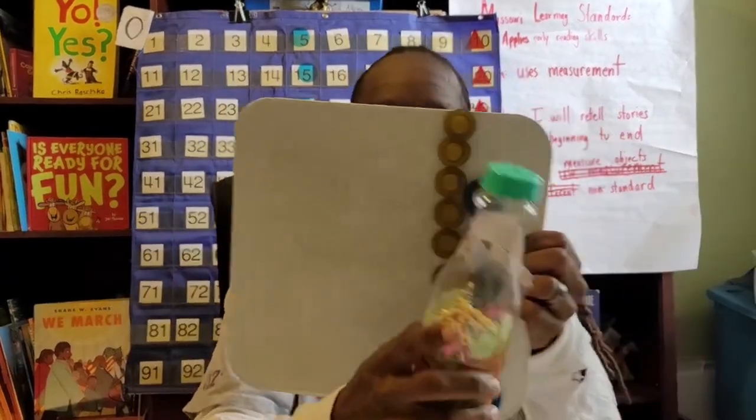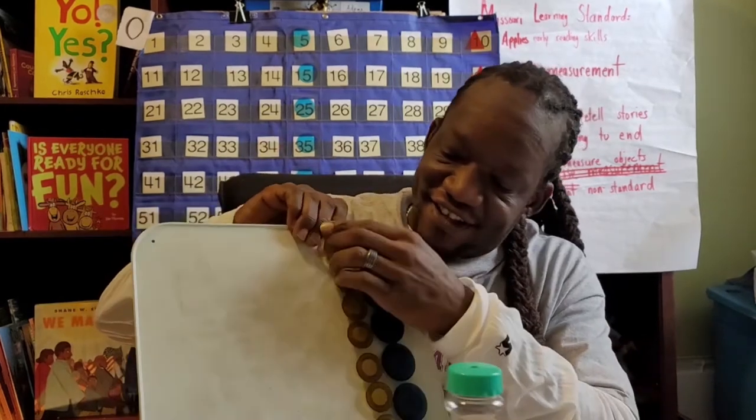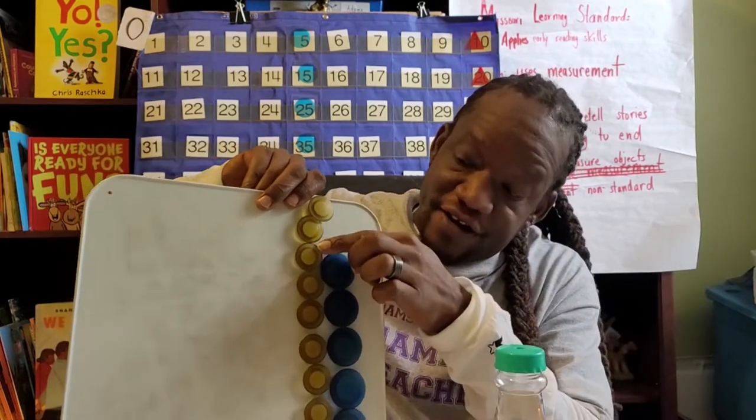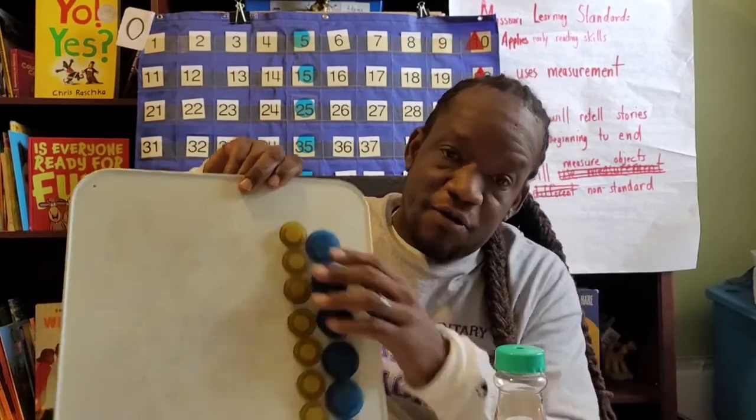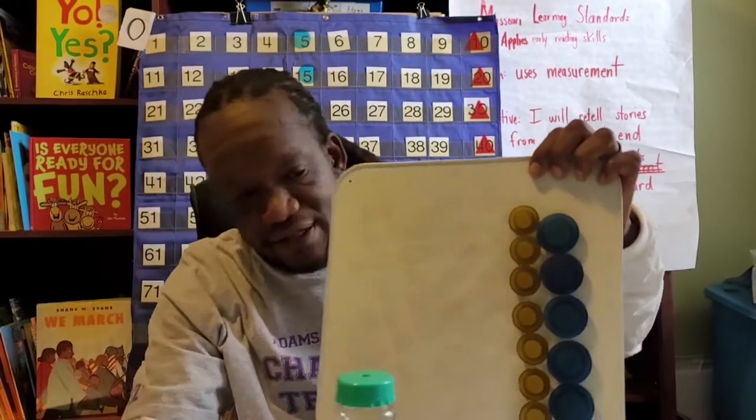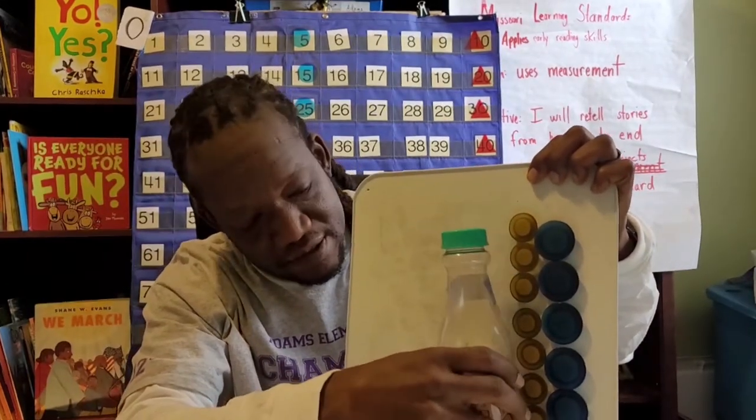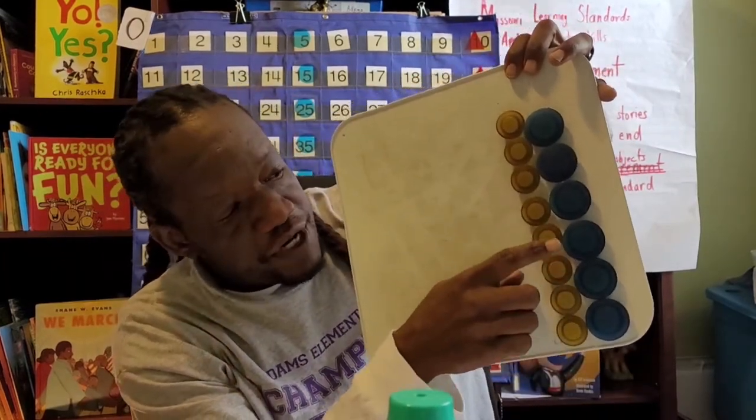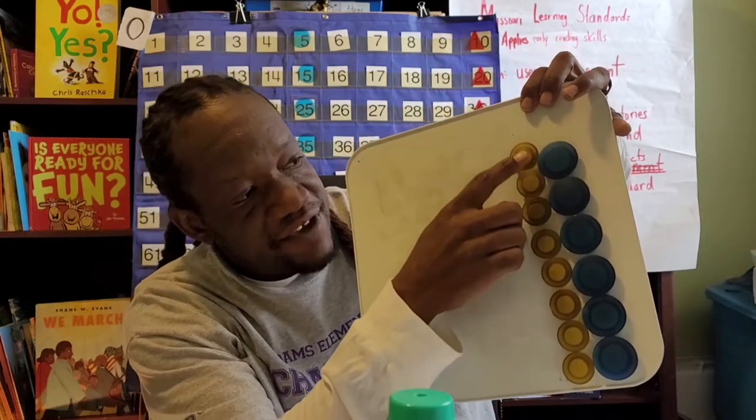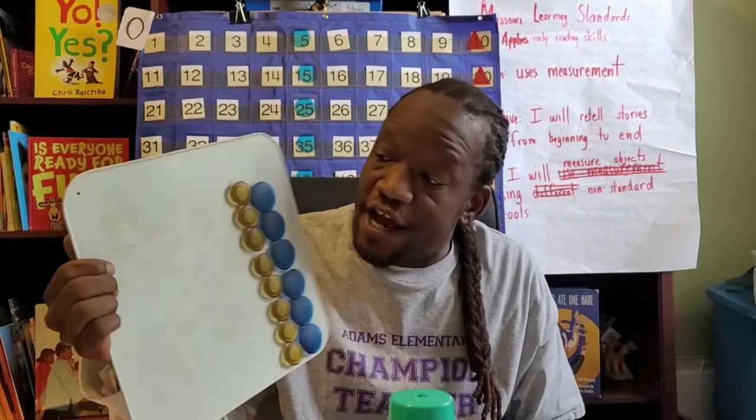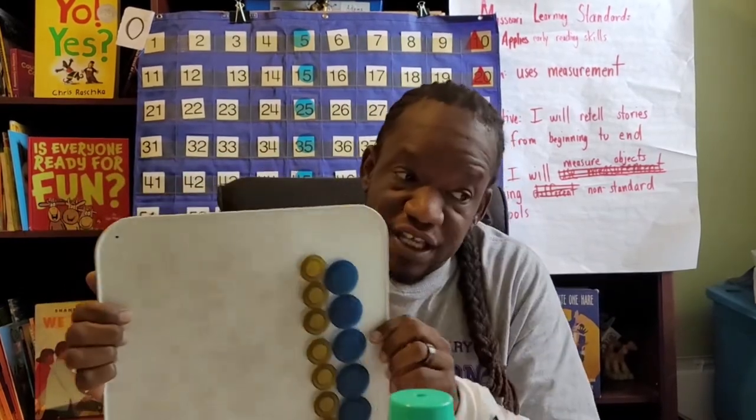Did I have enough? Well, we already know that it's 8 blue ones, right? So we can stop right here because that means it's about that many yellow ones. So how many yellow tall is the bottle? Let's make sure it's the same height. Yep, it's about the same height, right? So let's count the yellow. 1, 2, 3, 4, 5, 6, 7, 8. 8 yellow, 1, 2, 3, 4, 5, 6 blue. So it was more yellow because they're smaller. They're smaller. That's why it was more yellow.